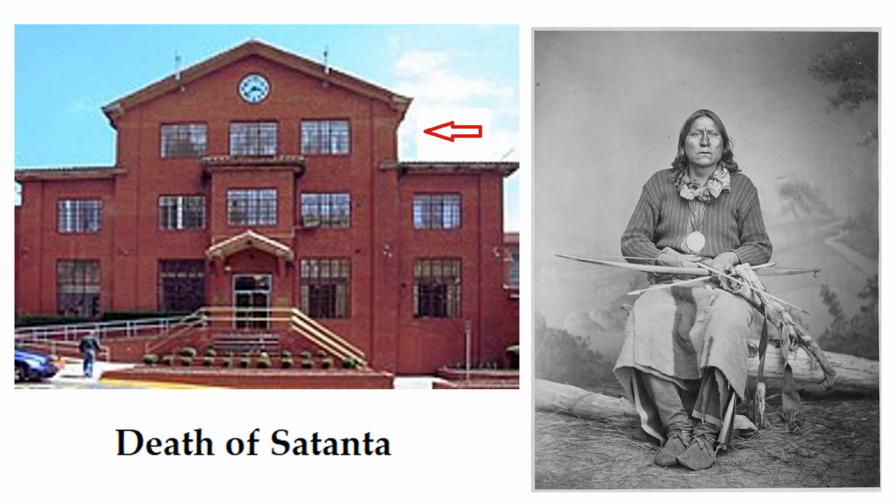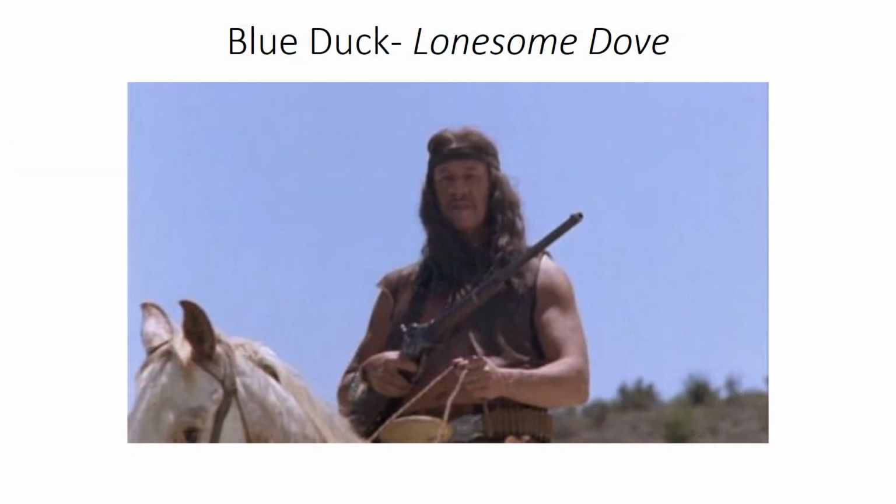His descendants, many of them, believe that he was pushed or thrown out the window because suicide was not in his nature. Others, however, say that it was a final act of defiance and rebellion, not allowing himself to be imprisoned further and not allowing his captors to further humiliate him. If you're familiar with Lonesome Dove, you'll remember Blue Duck. He's hard to forget. That character was loosely based on a historical Cherokee outlaw named Blue Duck, but his demise in the story perfectly mirrored the death of Satanta.